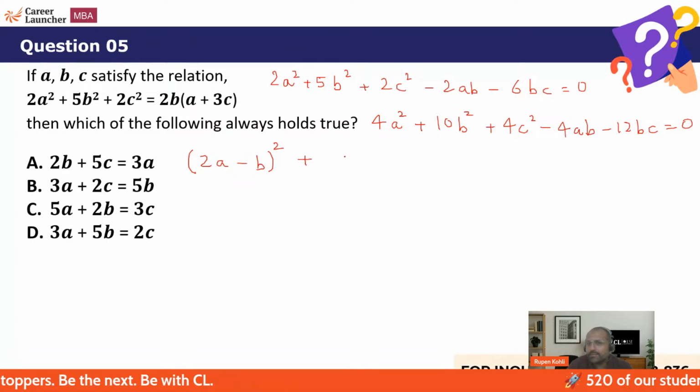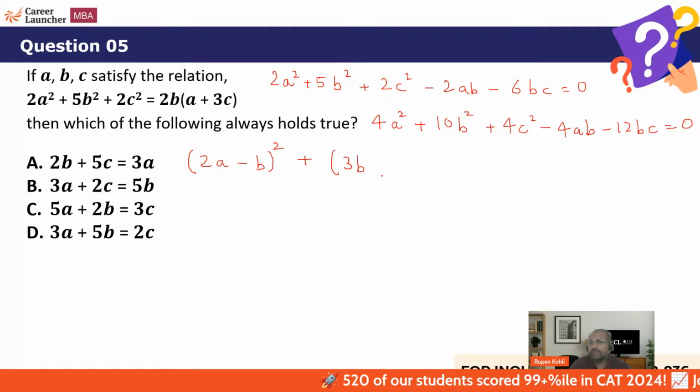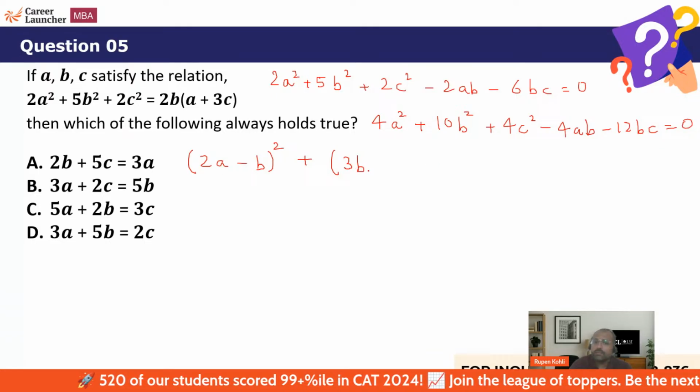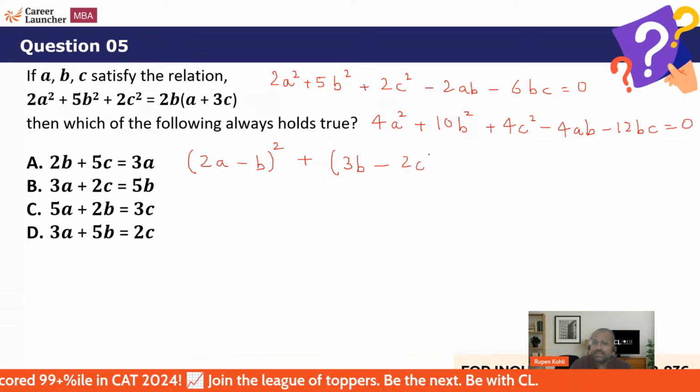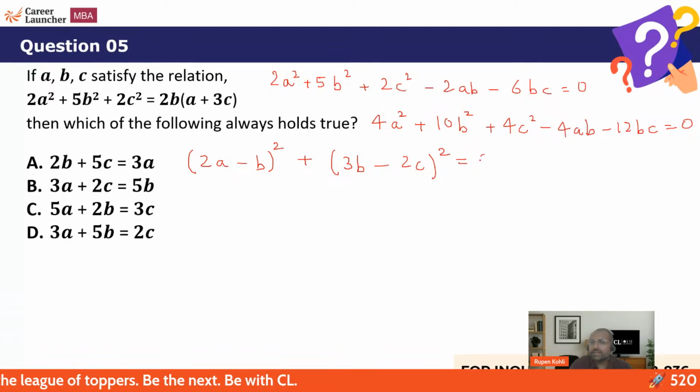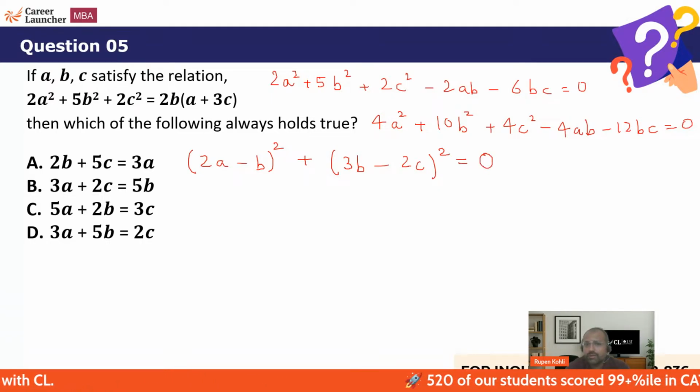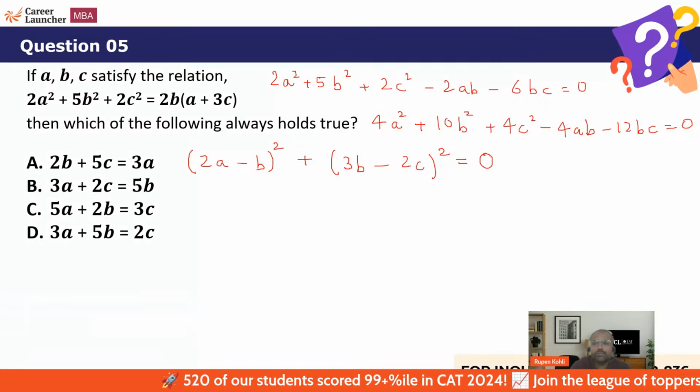Since 9b square is remaining, the second term should start with 3b. And since I see 12bc, so 2 into 3b is 6b, into 2c. So I should write 2c, and that is exactly what I have over here, 4c square. Now this is exactly what we did in the previous question also: the sum of two perfect squares is 0. But to reach this required a little bit more effort.